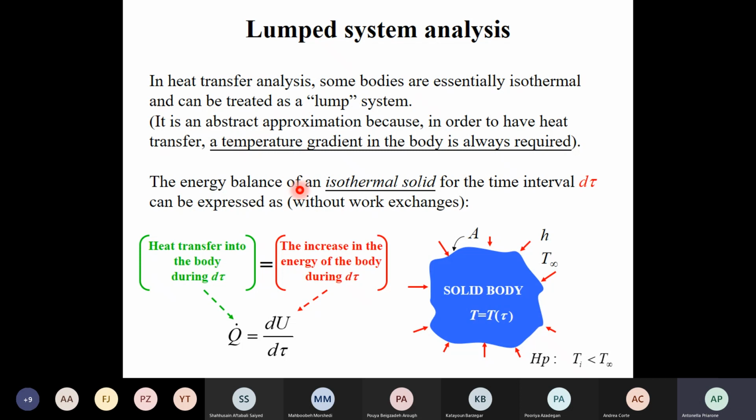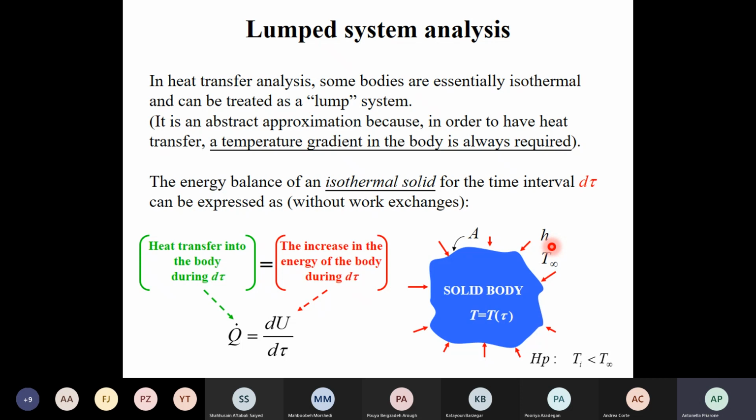Now we start with the analysis. We imagine to have this solid body that is all at the same temperature, and at the beginning, the temperature of the body is, for all the points of the body, equal to Ti. This body is immersed in a fluid, and the fluid is at a temperature T infinite, and exchange heat by convection with this fluid by means of convective coefficient H.